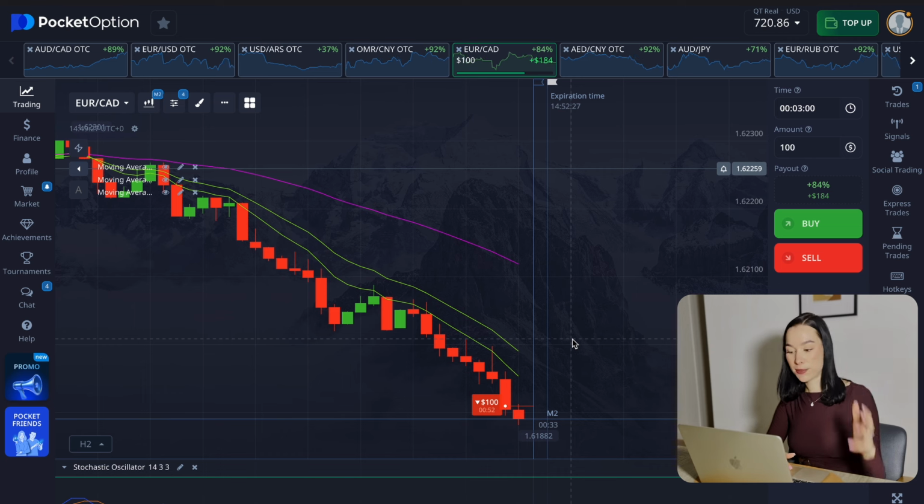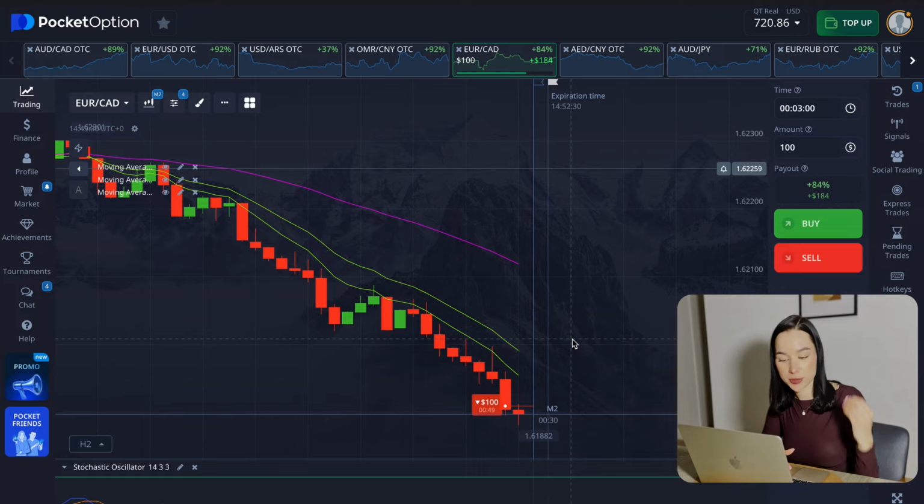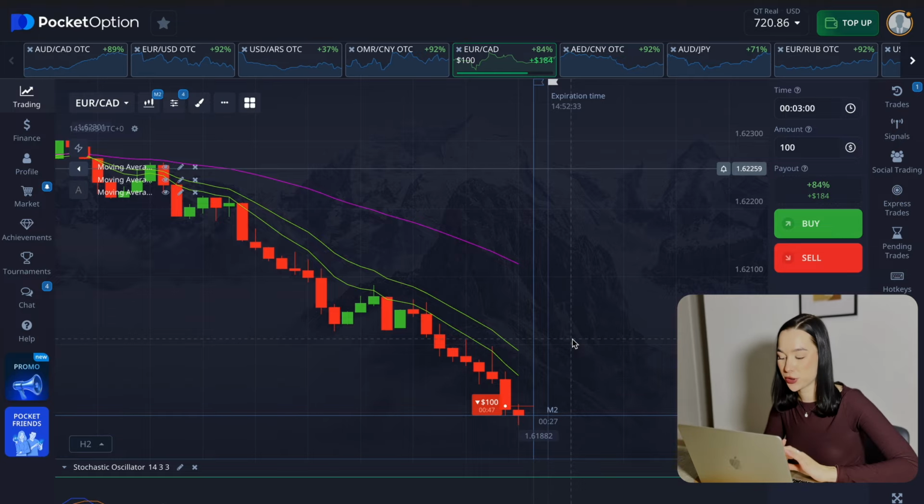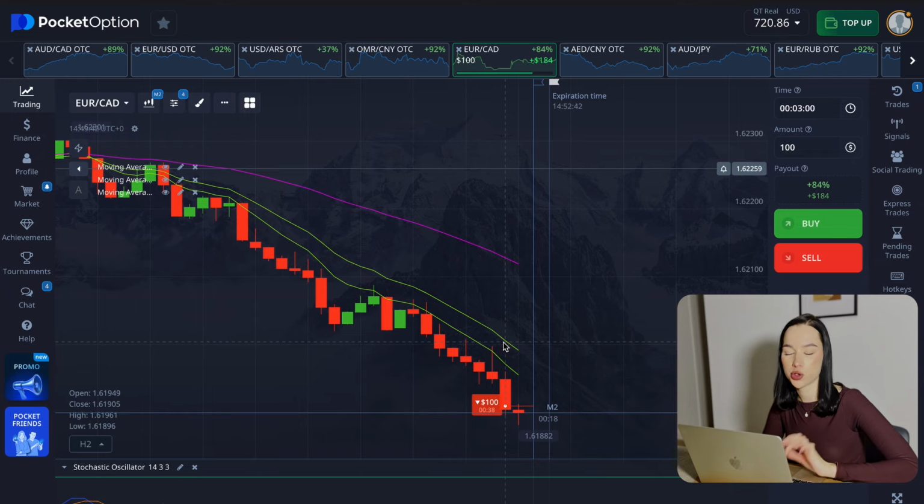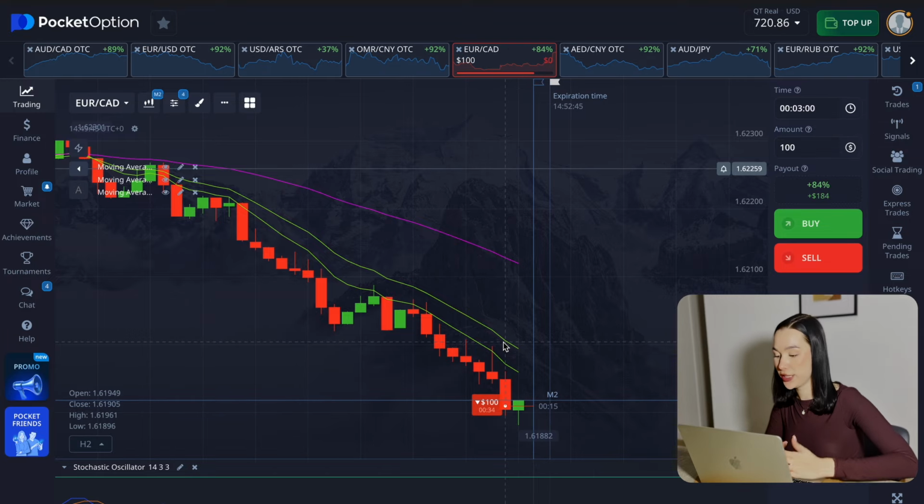Also, you need to think about risk management, like how much is your risk per trade: 1%, 2% or more, but I recommend starting with just 1%. I also recommend setting a maximum number of trades per day for yourself so you don't overtrade, and it would be fine for you.